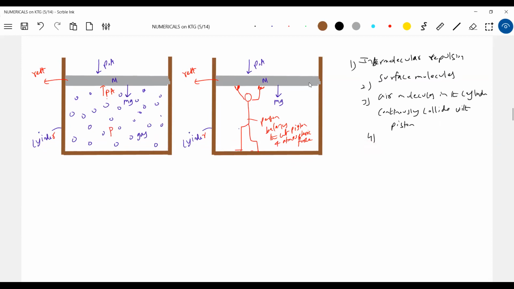Sir, there is also some friction on the piston. Okay, smooth piston. Don't bother. Let's not bother about friction. No friction.